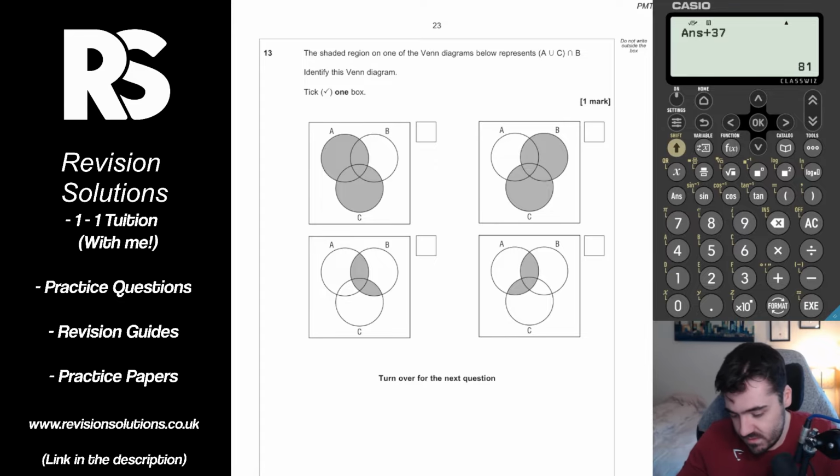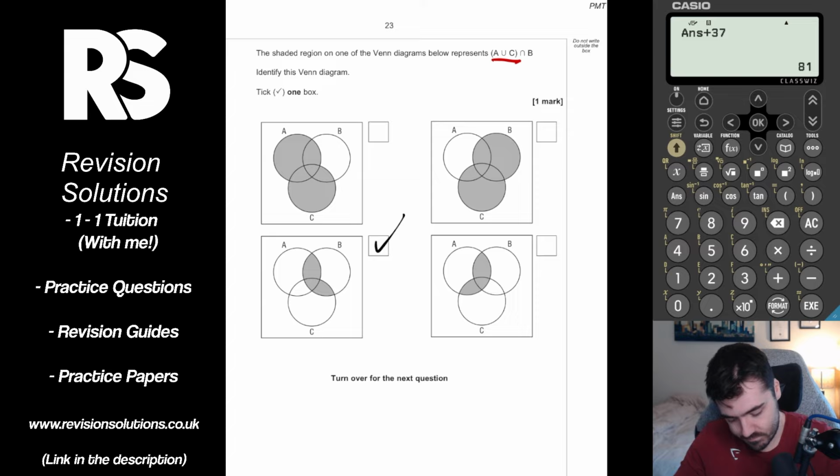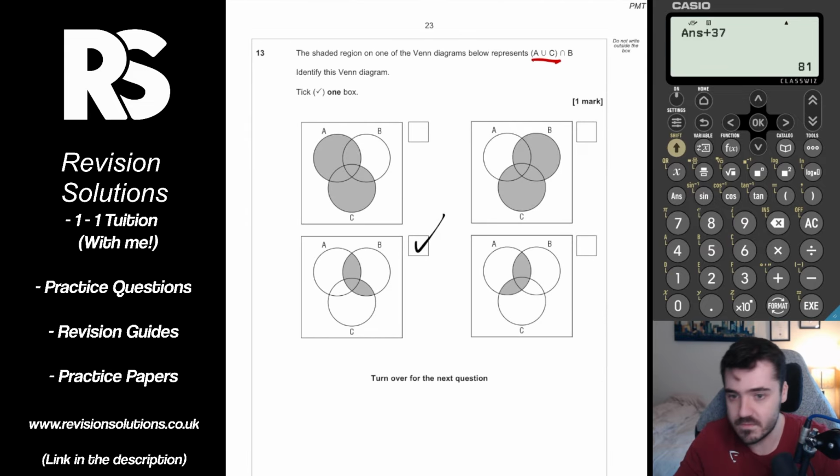Okay, then question 13 wants us to. Sorry, the shaded region on one of the Venn diagrams below represents A union C, all intersecting B. So whenever you get the set notation, guys, you just want to do it in steps. So A union C, that would be all of this here. But then we must be in B. So highlighting everything that's in that red that's just in B is all just this, isn't it? So that's our option. Okay, and that's the end of the multiple choice.